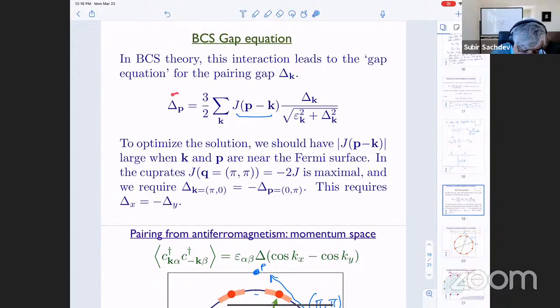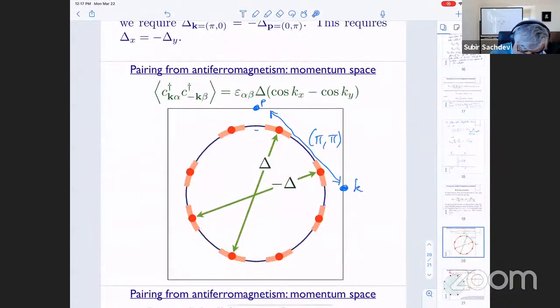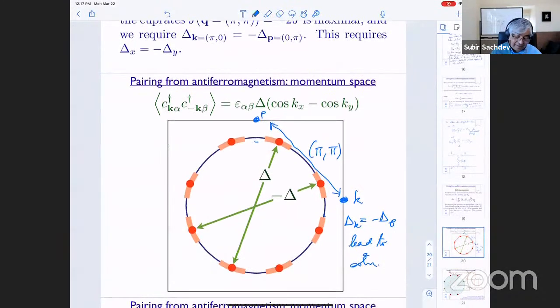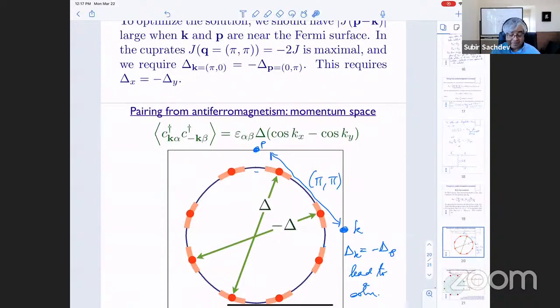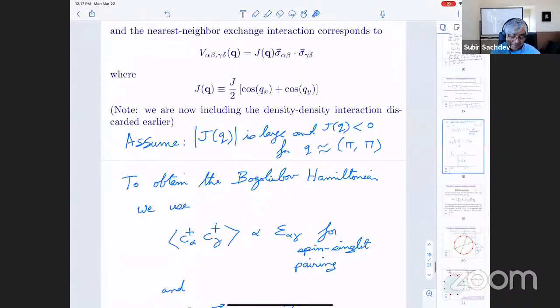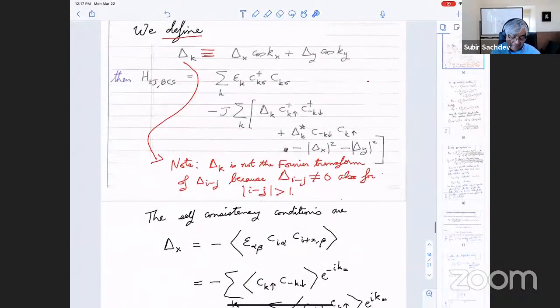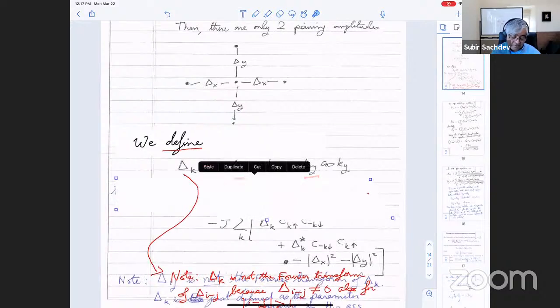So therefore, for this thing to make sense, this delta must have the opposite sign from that. So you must have delta of K will lead to a sensible solution. So this means that delta of k must have opposite sign in this direction and in that direction. So in momentum space, the simplest function that can do that and also be periodic in the Brillouin zone is cosine kx minus cosine ky. So that's precisely the pairing that we had for delta of k. If you remember, our delta of k was delta x cosine kx plus delta y cosine ky. And we said that delta x must be opposite sign of delta y.